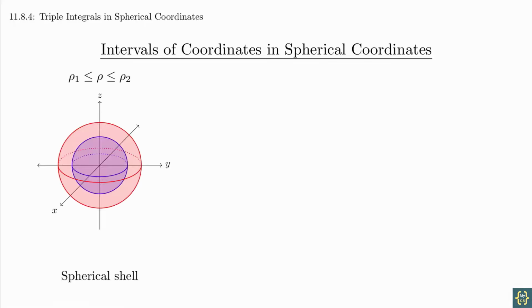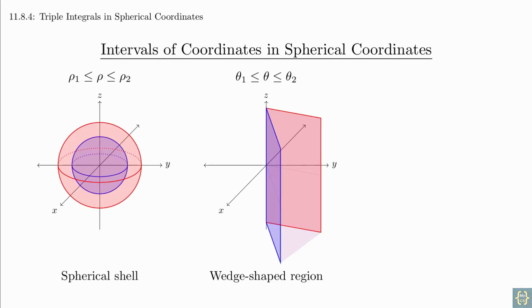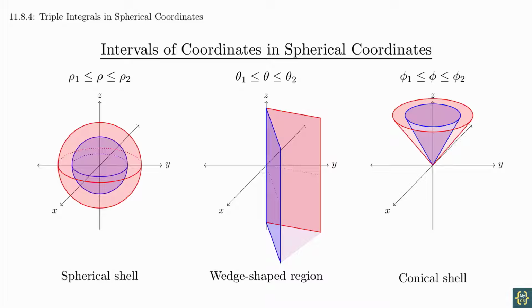For rho, you get a spherical shell. For theta, you get a wedge-shaped region, sort of like a slice of a tall circular cake. And for phi, you get a conical shell, somewhat like an ice cream cone. This is probably the most difficult visualization section of the book. You don't have a lot of experience to help you see these shapes, and so it's going to be tough.